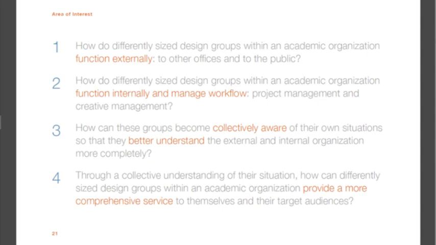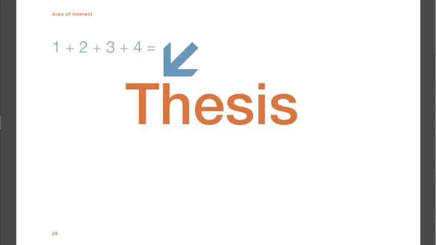Number 3 sort of takes that information from questions 1 and 2, and it's really what I want to tell the participants back. I want to tell them this information that I've learned so that they understand the full scope of what's happening at OSU, so that they can gain a better understanding. And then question 4 is, through this better understanding, can they provide a more comprehensive service? Can they direct where they go in a different capacity so that they better understand how to provide this service? So 1 plus 2 plus 3 plus 4 equals thesis.